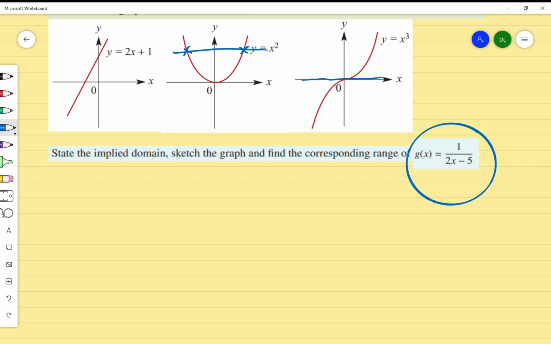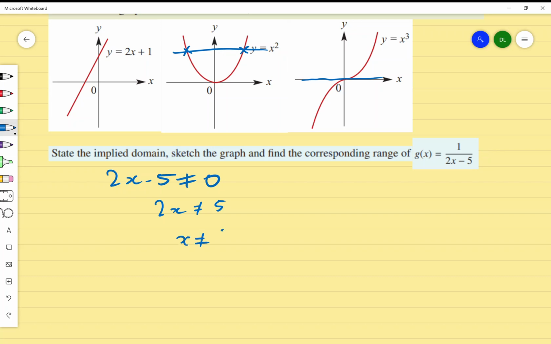But in this situation, we can look at this and say, well, I know that 1 over 0 is infinity. It doesn't exist. It's not defined, right? So we're saying that the rule of the function doesn't have meaning when the denominator is equal to 0. And so if I was to write that out, I know that the denominator, 2x minus 5, cannot equal 0. If I was to rearrange it, plus 5 on both sides, I get 2x cannot equal 5, and ultimately x cannot equal 5 over 2.